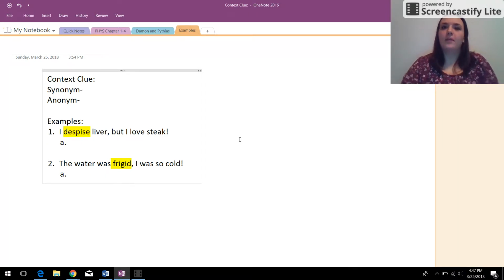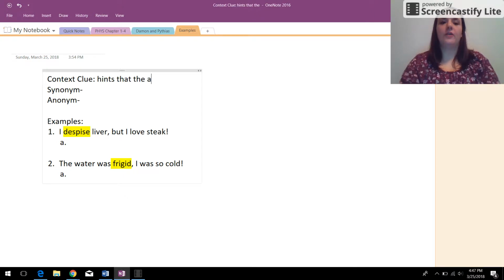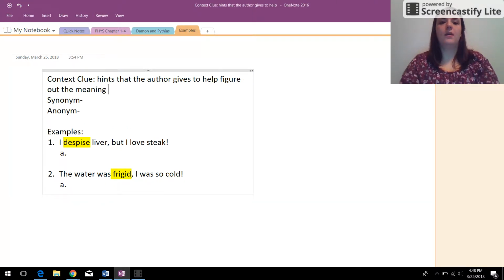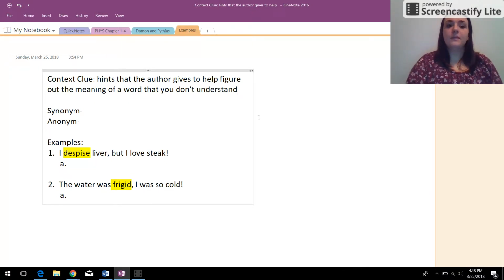So, we're talking about context clues. Context clues are hints that the author gives to help figure out the meaning of a word that you don't understand. There's a couple things you're going to look for when you are using context clues to find out the meaning of a word.